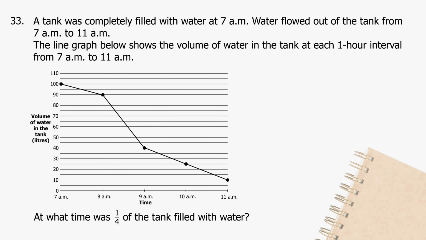Question 33. A tank was completely filled with water at 7 a.m. Water flowed out of the tank from 7 a.m. to 11 a.m. The line graph below shows the volume of water in the tank at each 1-hour interval from 7 a.m. to 11 a.m. At what time was 1/4 of the tank filled with water?